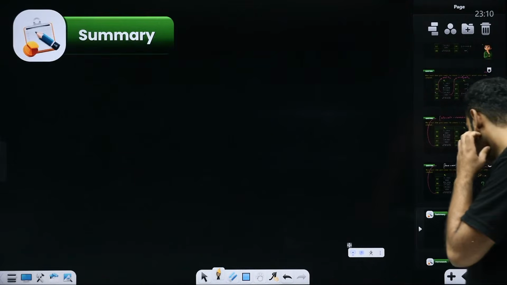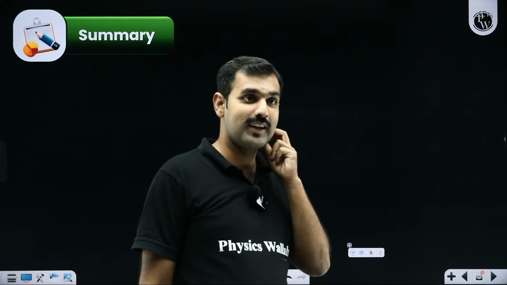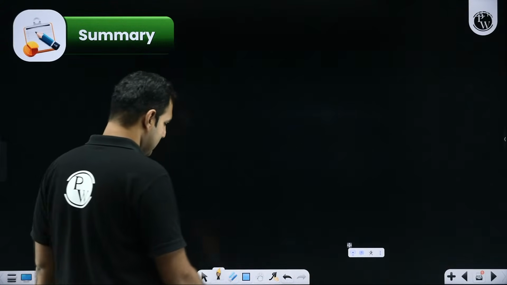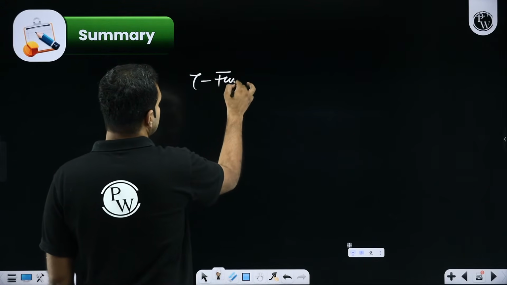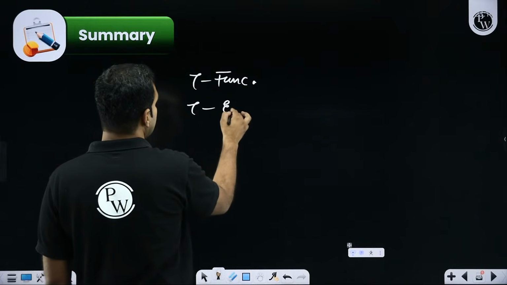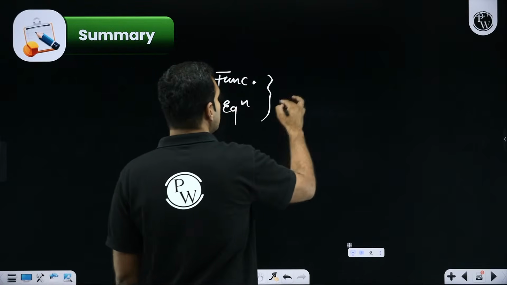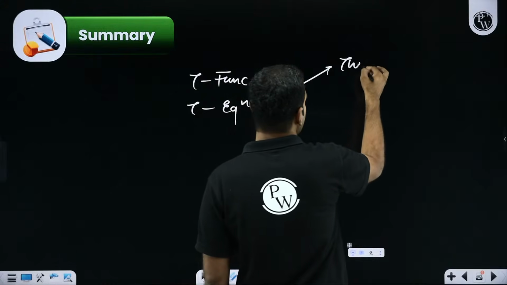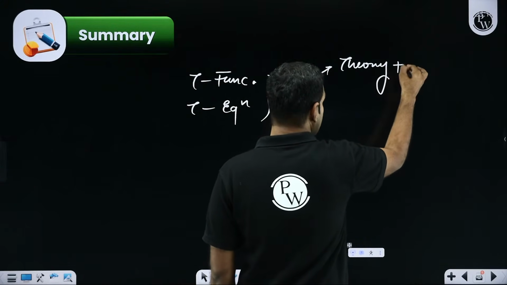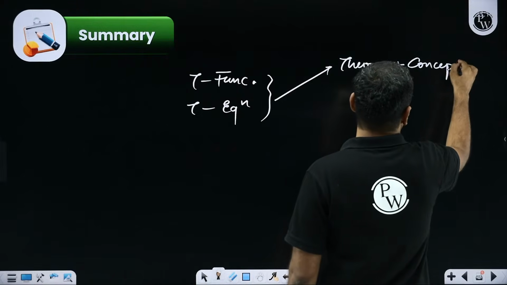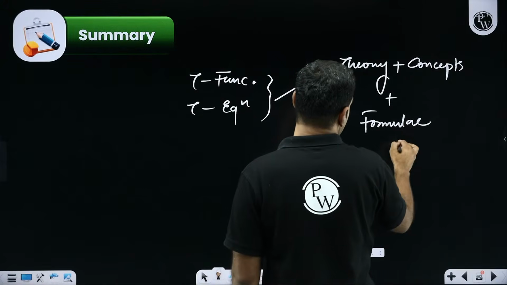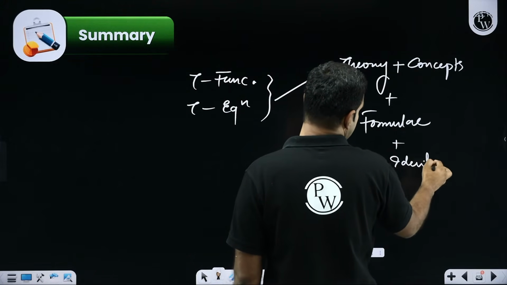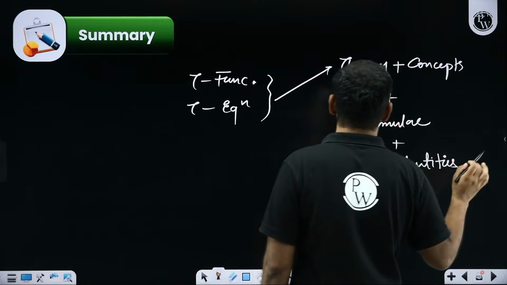Don't you remember that? So what is the summary for today's session? You have already given the answers. Excellent. The summary of today's session is we have done trigonometric functions and trigonometric equations as well. The first part of this live was more of theory, where we did a lot of concepts, a lot of formulae, with a lot of identities. That part will help you understand this chapter.